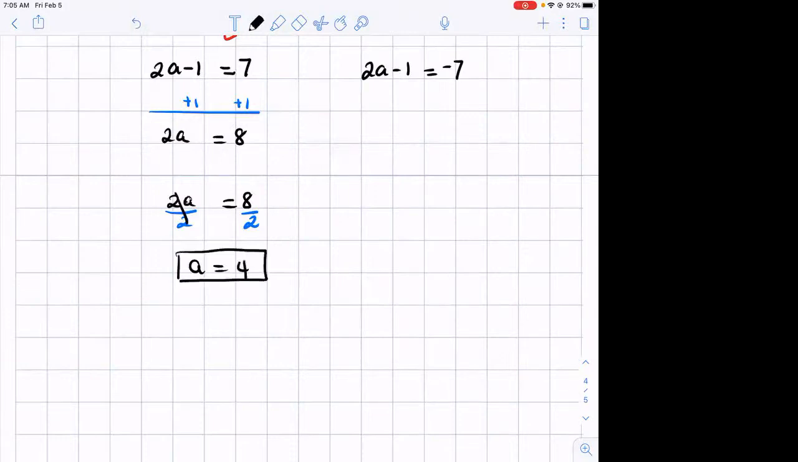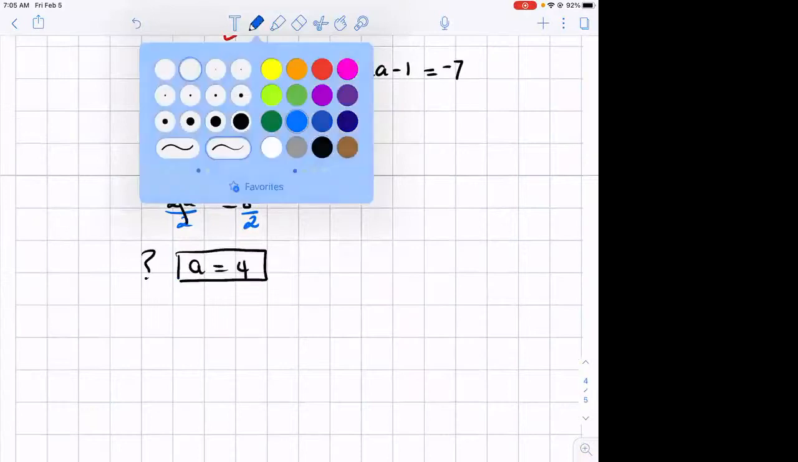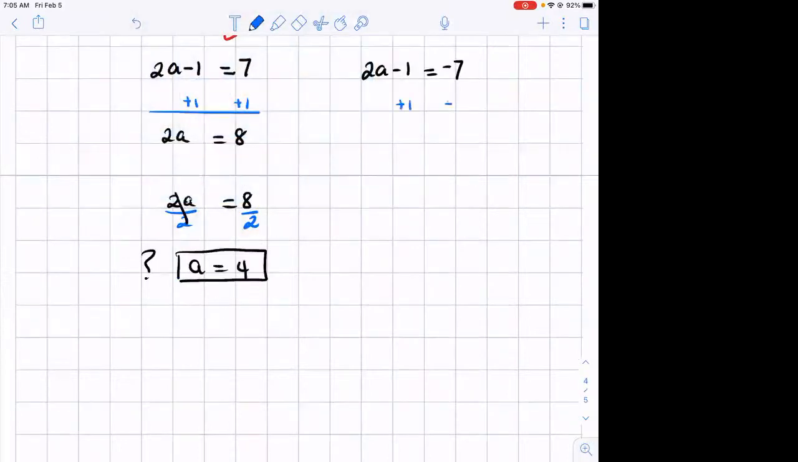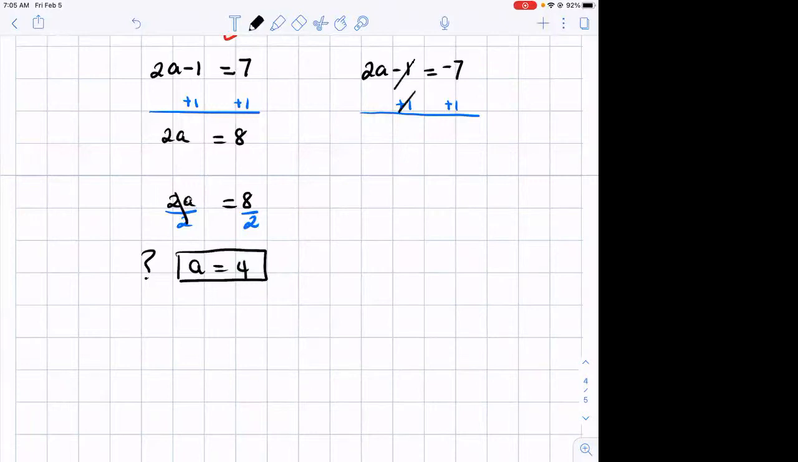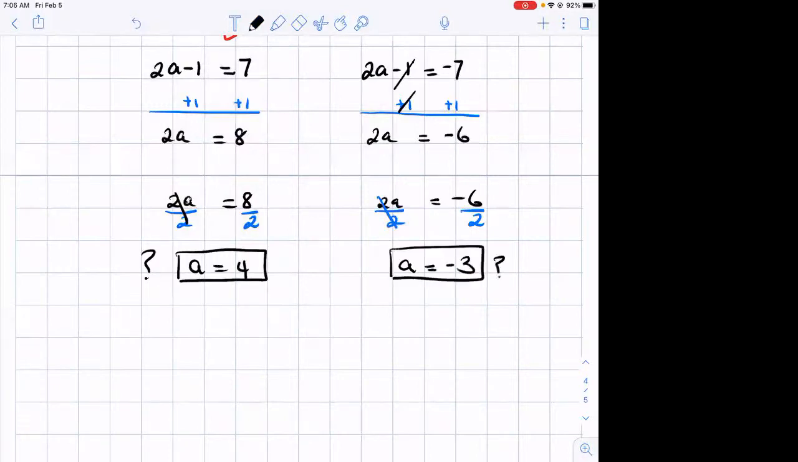Now, this is not an answer. You still have to do something. Let's look at the other side. Because you have to solve both sides, you will add 1. These will cancel. So you have 2a is equal to minus 6. And then you divide both sides by positive 2. These will cancel. So you have a is equal to -3. And this is possibly an answer too. Now, you're not done. Very important. Not finished.